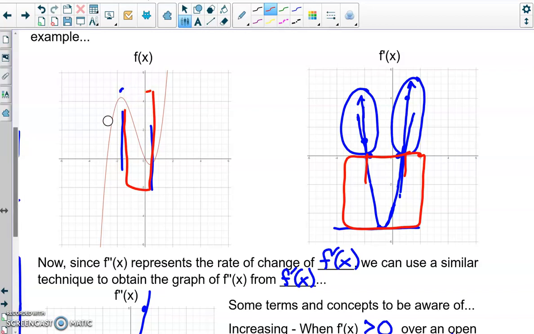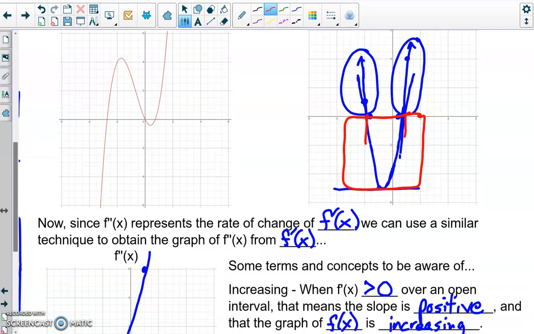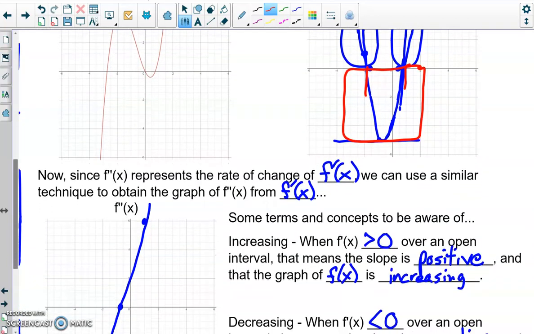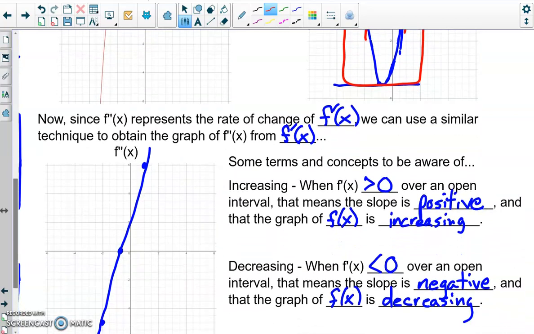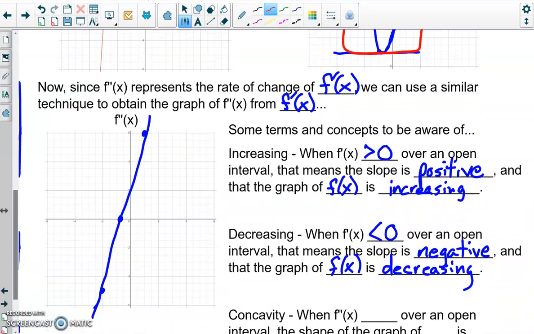Okay, so that's one way you can use that f prime to get an idea of what's going on with the f. Wherever f prime is above the x-axis, your f of x is increasing. Wherever it's below, it's decreasing.